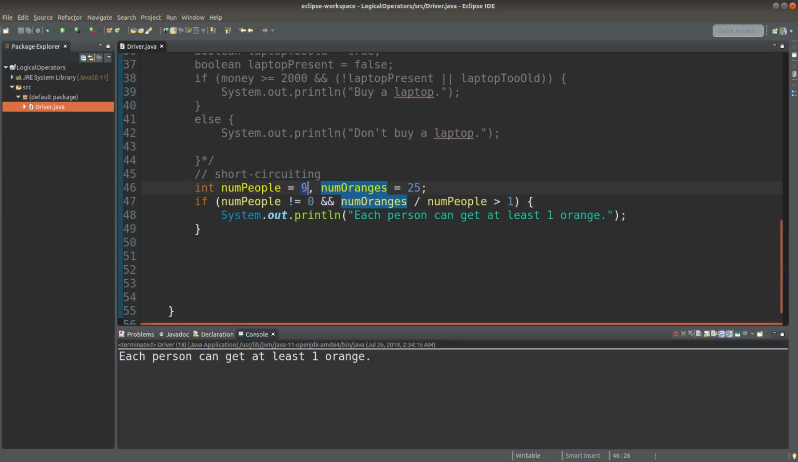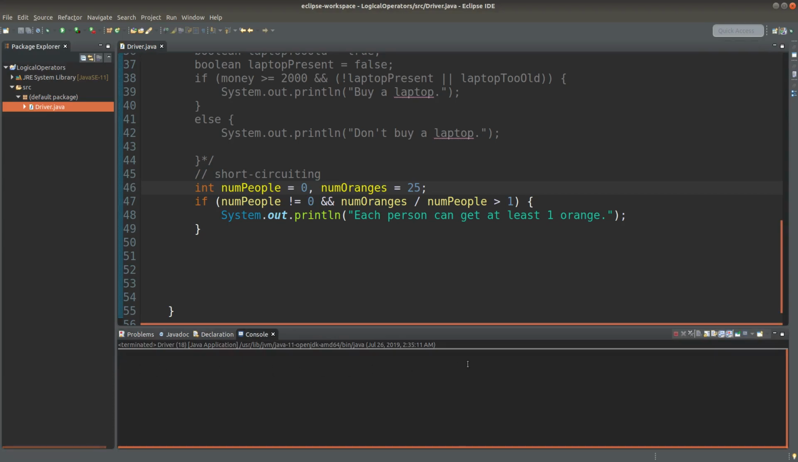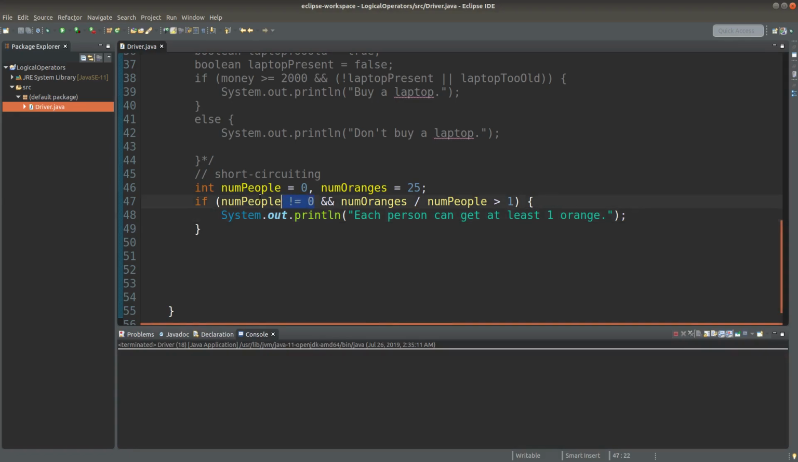So let us try num people becoming 0. I won't get the printout because this part is not able to be executed when this condition is satisfied. So if this part is 0, I don't even come to the second part of the whole expression. So that's the meaning of short-circuiting. This is really helpful because we can avoid this division by 0 error in the second portion of the whole expression.